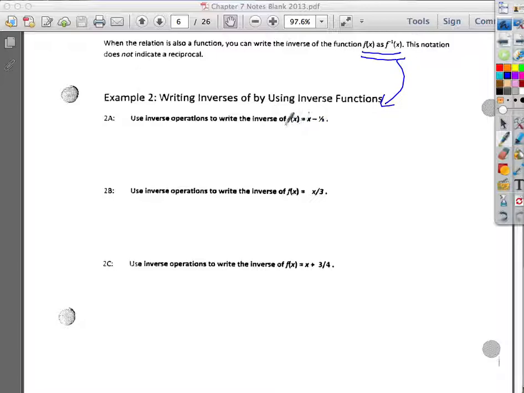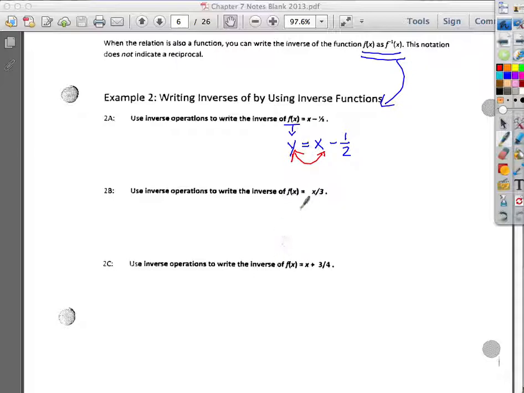All right, use inverse operations to write the inverse of f of x equals x minus 1/2. f of x is the function of x, so it's the output. We can write that as y. Now, I've done nothing yet to get the inverse. You ready? I'm going to be consistent with my colors.